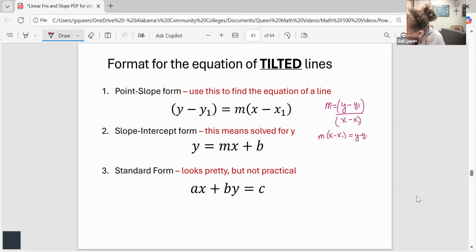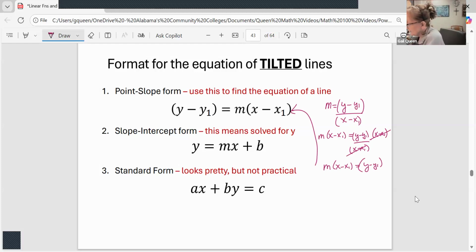Okay, so y minus y1 over x minus x1, both sides multiplied by the denominator. Then over here on the left, the denominator is just going to cancel and go away, and you have m times x minus x1 equals y minus y1. And that is exactly what we have here. Now, you're not going to have to do that and derive this or anything, but I just want you to see this is not just coming out of a hat somewhere. It's not really a new thing. It really comes from our slope formula. It's just a play on that.